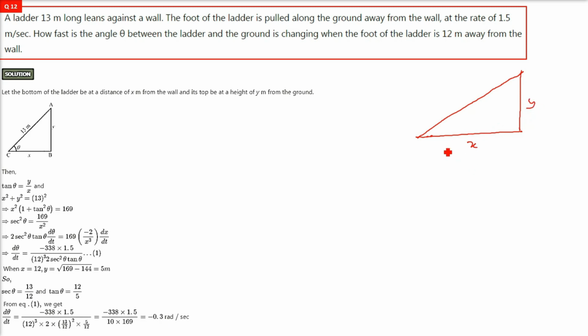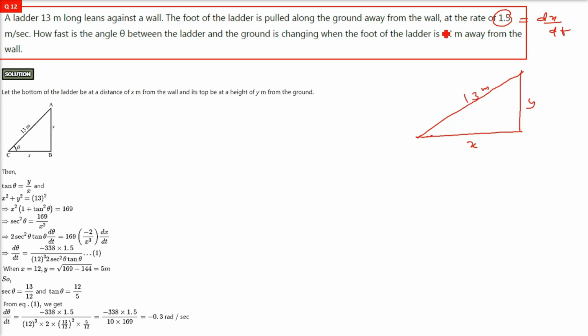So let us call this y and this x, and we are going to use the Pythagoras theorem to do that, and after that we are going to provide some trigonometric relationship here. So this dx by dt is nothing but 1.5 meter per second, because this is the rate at which the ladder is being pulled away.